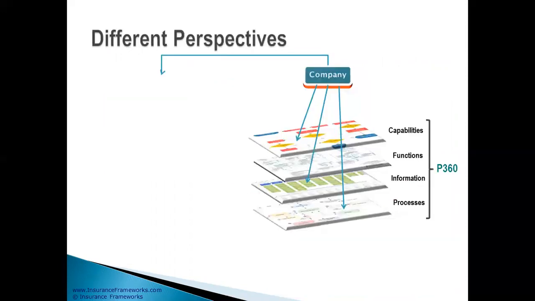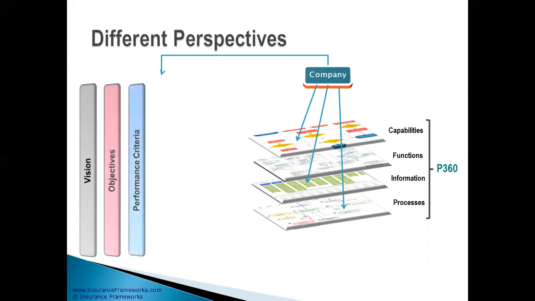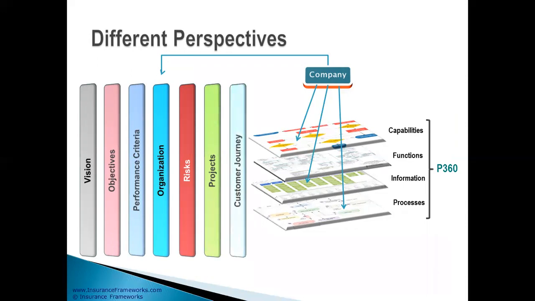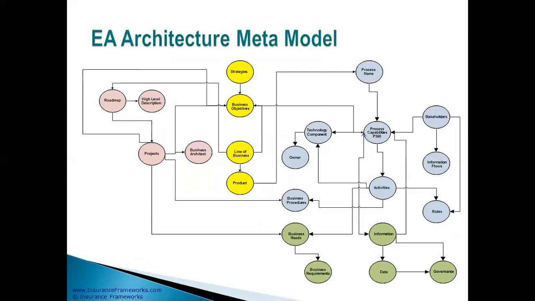And companies will use tools to actually build a complete view of the organization, mapping the capabilities, the functions, the information and the processes to their vision, to their objectives, to their performance criteria, to their organization structure, mapping the risks within the models, the projects, the journeys, customer journey, and so on. You can add as many layers as you want, depending on the tool that you use, but that is your choice in terms of which tool you will be using. Some companies go as far as building a complete meta model between the projects, the business, and the functional and information structures.